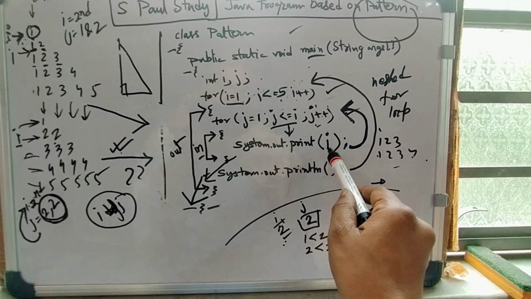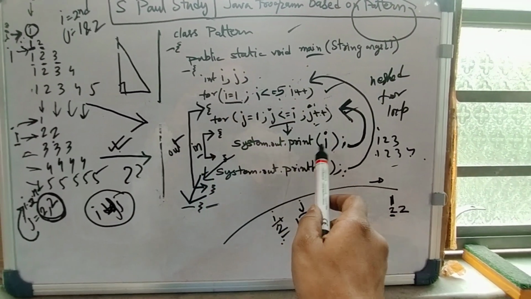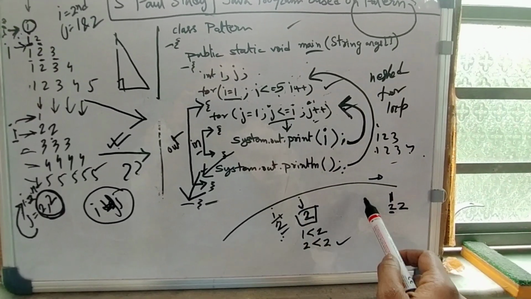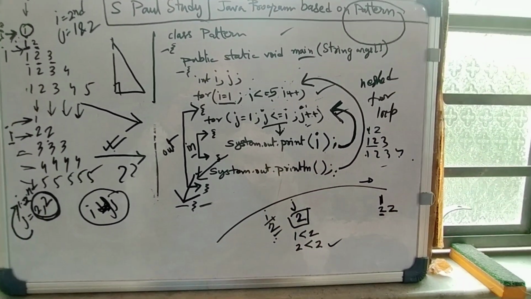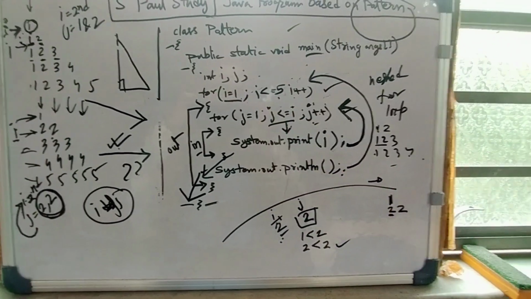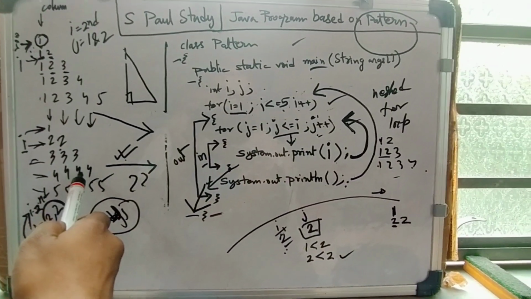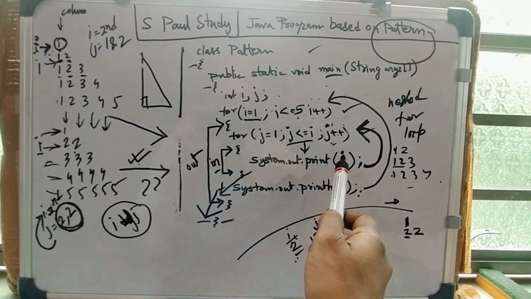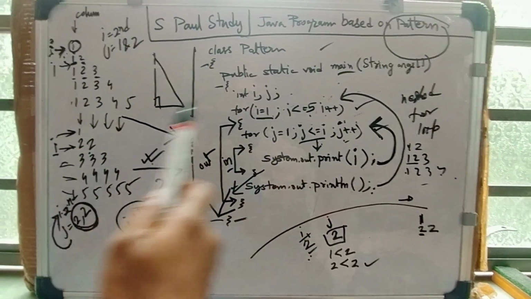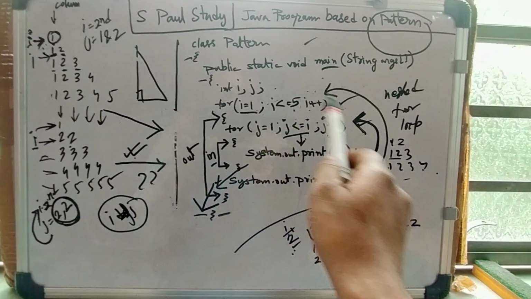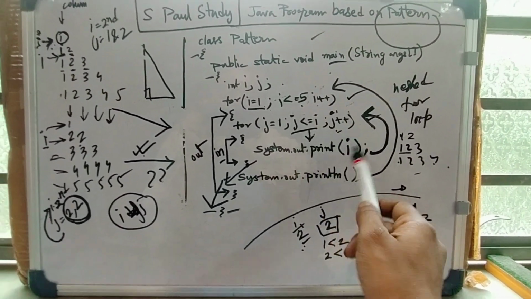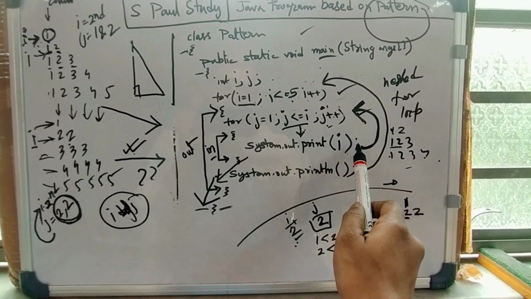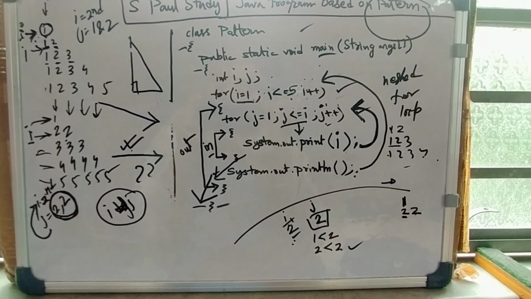If, for the previous question, this was j, then 1 and 2 would get printed. But since we have changed this for this pattern, the value printed will be i, because this is totally depending on the printing statement. Hence i is printed too.